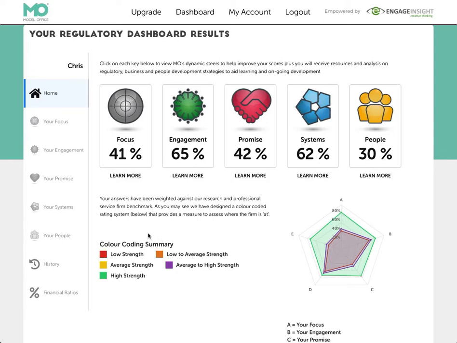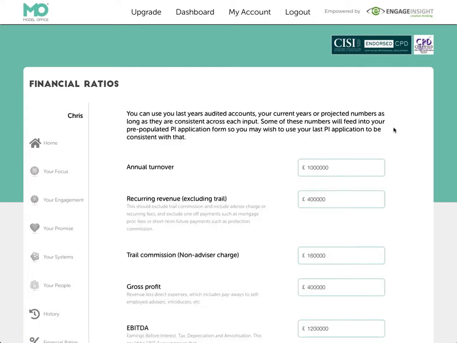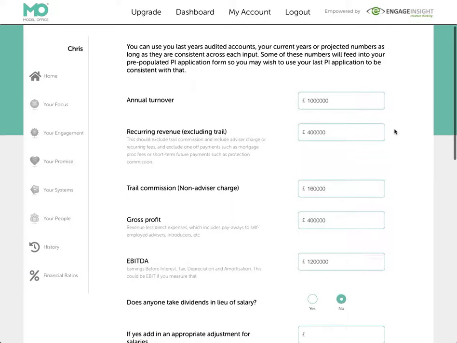So if we punch into the financial ratios down here on the left hand bar, this will then take you into the dashboard. I'll just take you into how the figures work and how the algorithm is set.